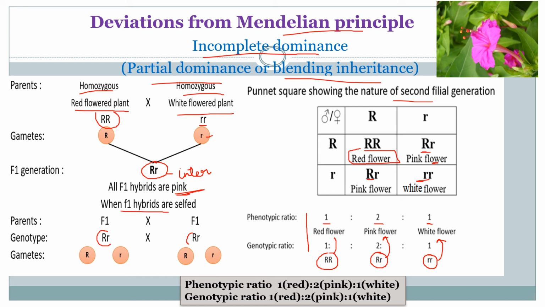Okay, so this is about the deviations from the Mendelian principle or the incomplete dominance. So these are the types of the plants which are developed, that is red, pink, and white.